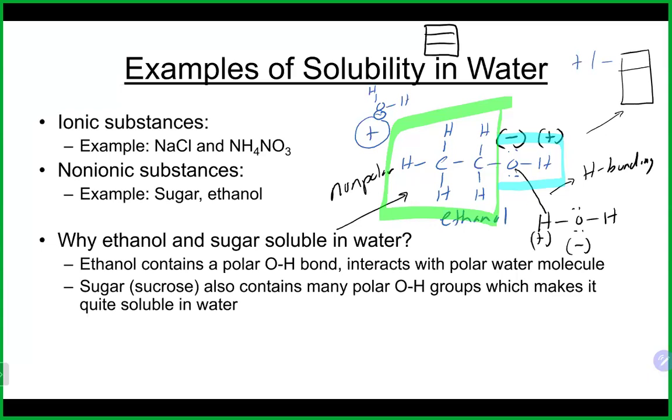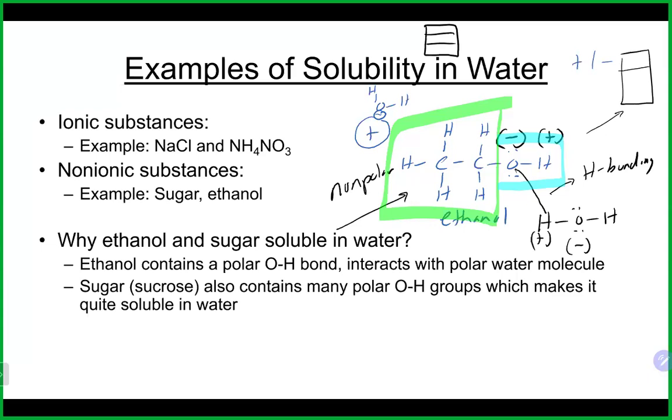Sugar is actually a bigger molecule, but what sugar has going for it is it's littered with OH groups all over it. So everywhere there's an OH group on sugar, it has a place where it can, the same way, interact with water. And that's what makes sugar really soluble in water. When we put sugar in our water, it dissolves, right?